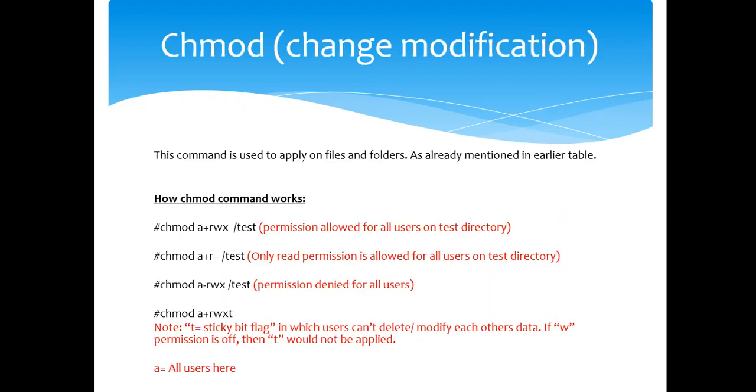How does the chmod command work? As you can see, these are the different commands of chmod. chmod a stands for all users, plus to allow the permission: read, write, execute on the test folder. Permissions are allowed for all users on the test directory. chmod a plus r, dash dash root test: only read permission is allowed for all users on the test directory, and vice versa. This is how permission is denied for all users.